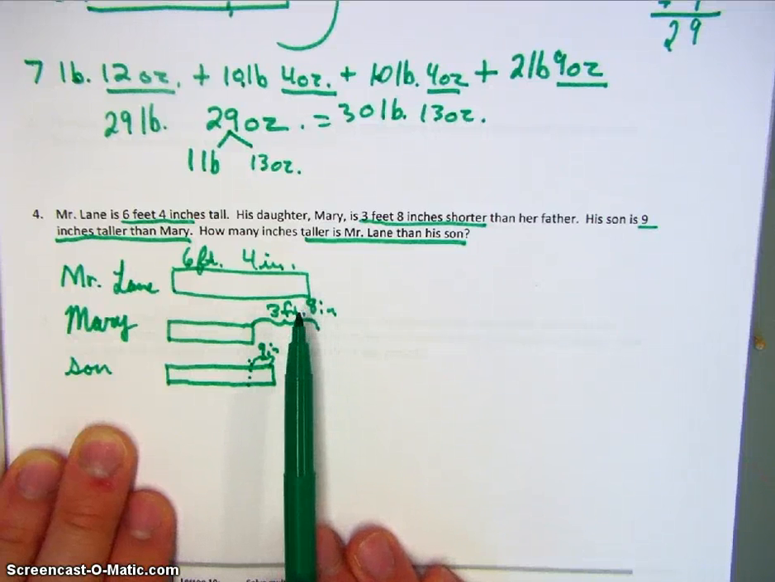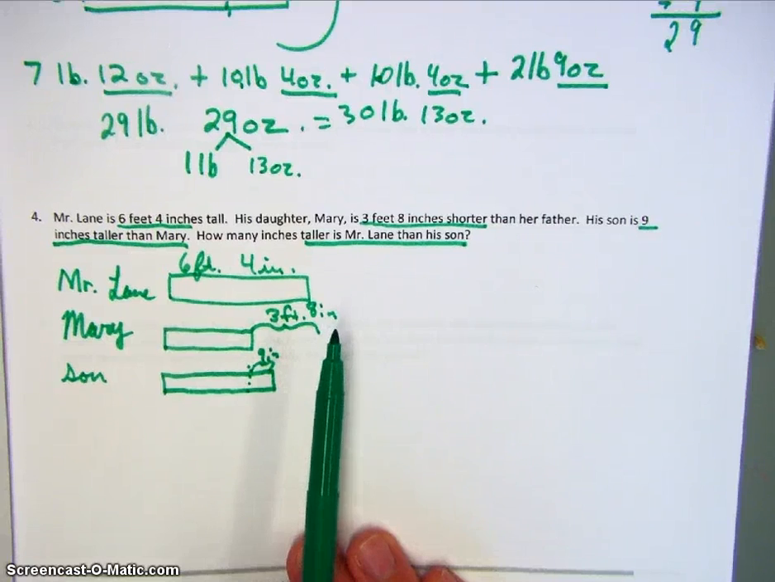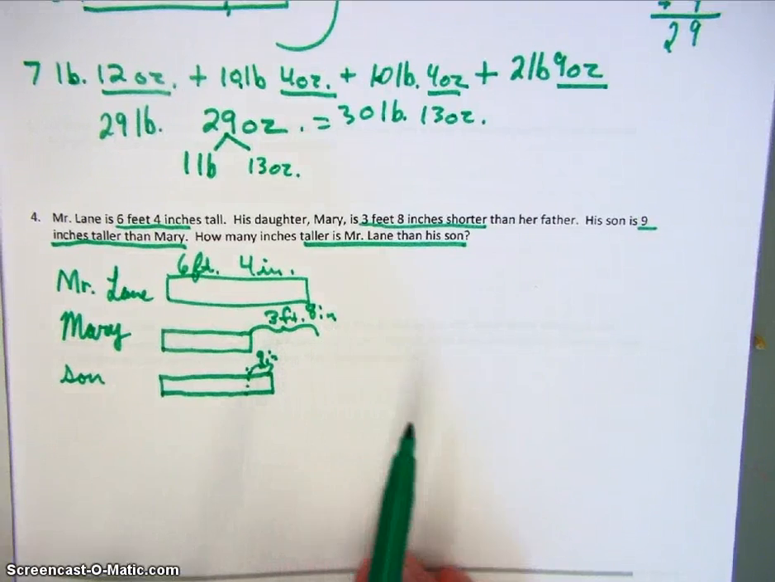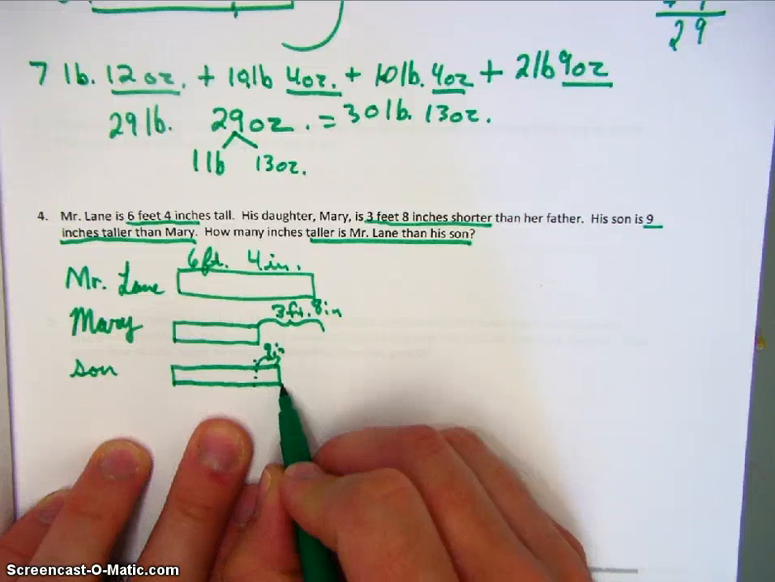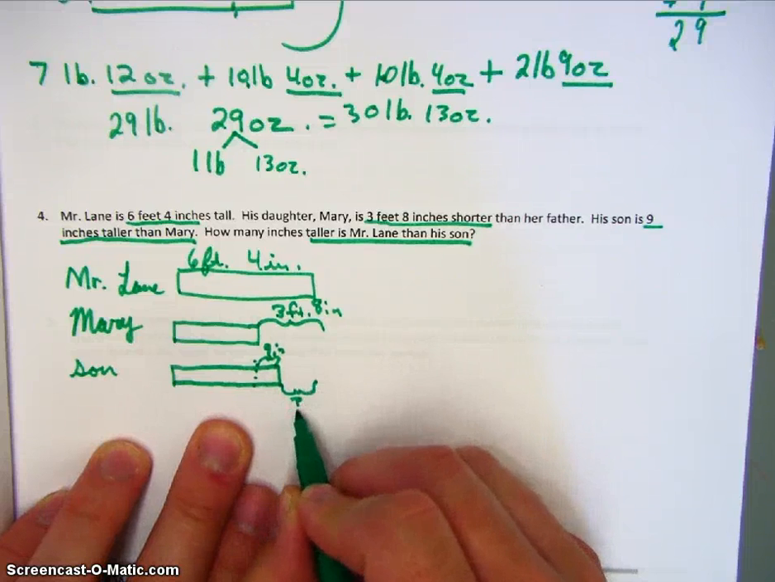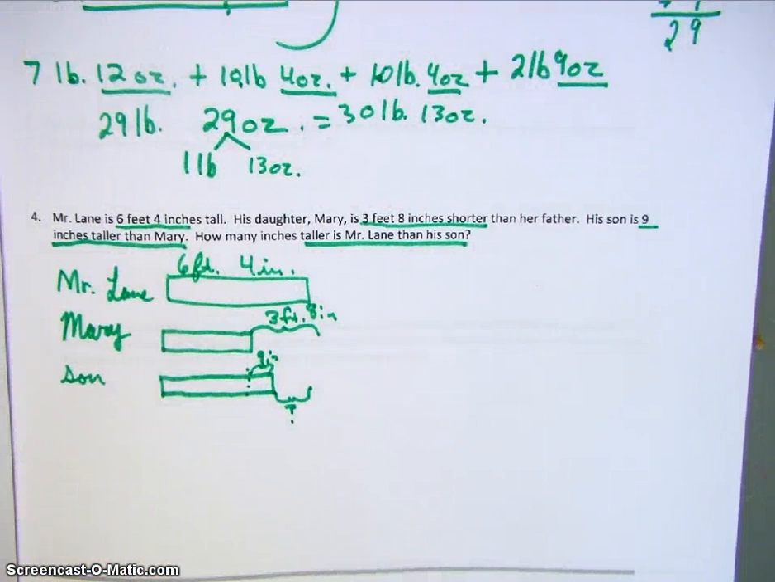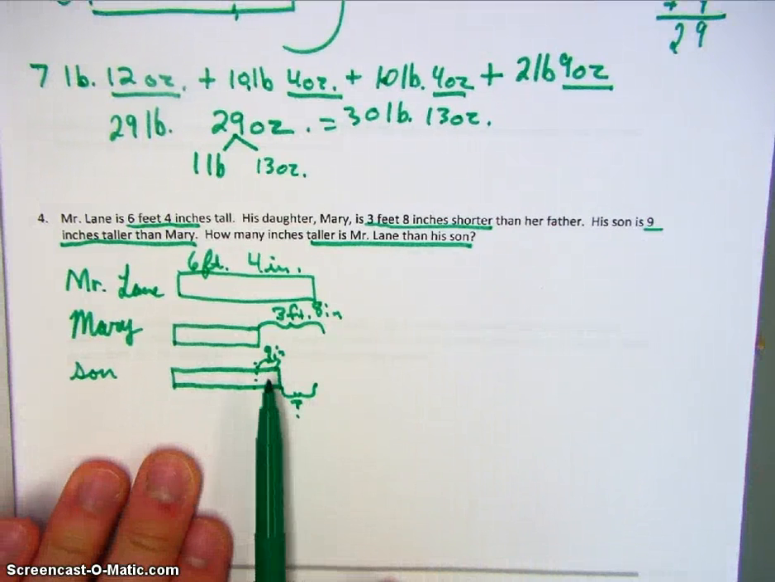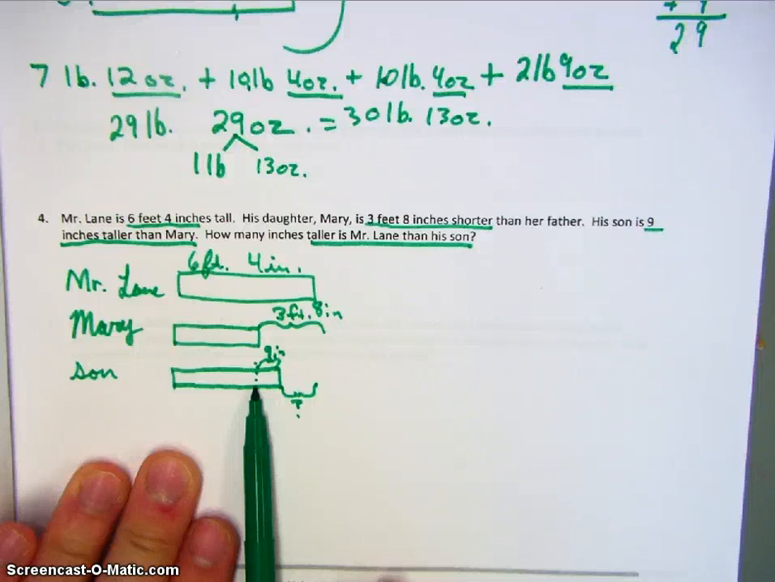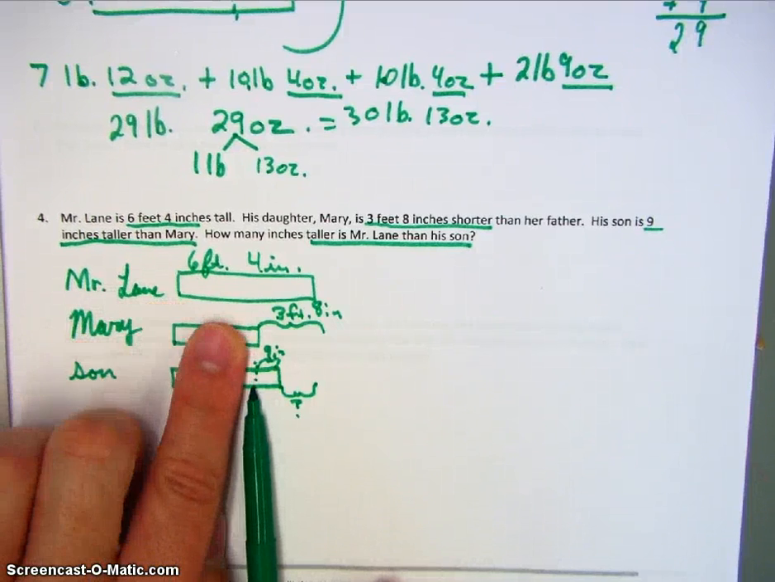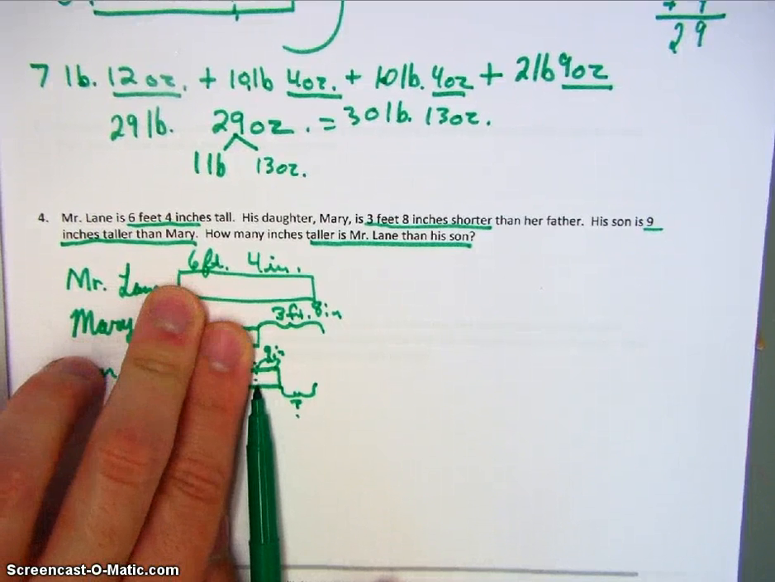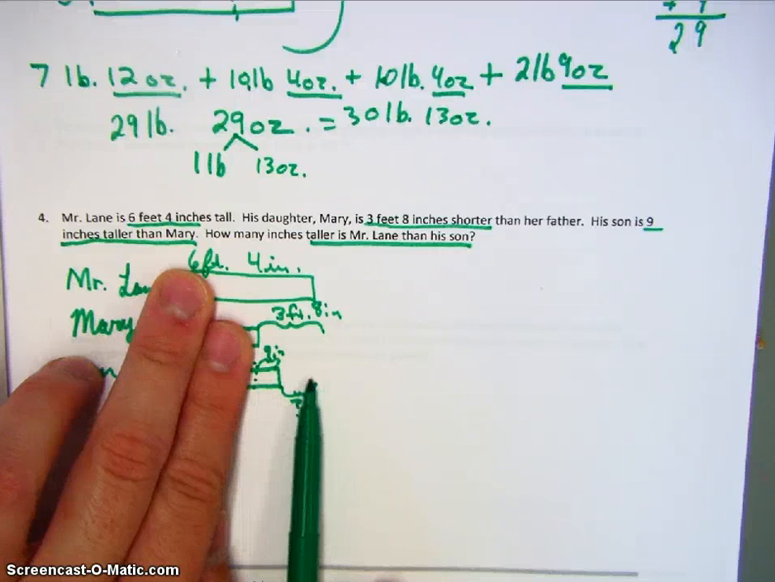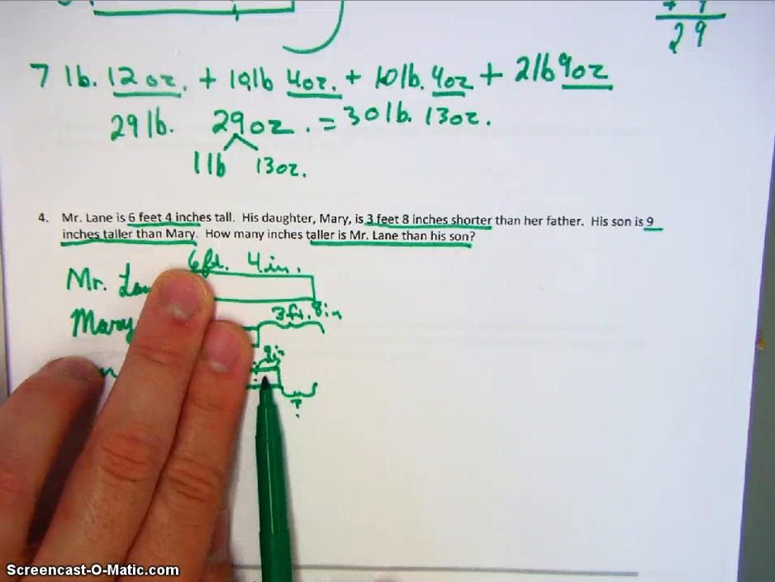Alright, so now this is where it gets a little bit different. We need to know how much taller is Mr. Lane than his son. So we're trying to find that amount right there. Now looking through all of this, it might look a little bit complicated because it's an unusual tape diagram. But if you notice, we're really only focusing on this part of the tape diagram. So we'll cover up parts of it. So we're only focusing on this section of the tape diagram.